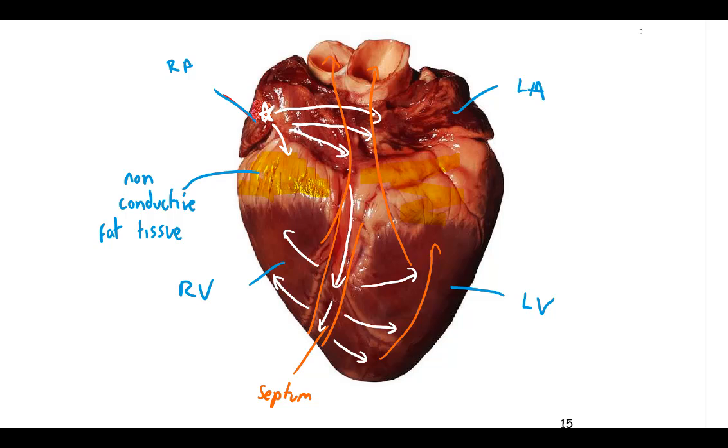So, for the cardiac cycle to take place, we're relying on the SA node, which is the pacemaker, to produce the impulse. The impulse then has to spread across the atria. We rely on this non-conductive tissue to stop it going straight to the ventricles. And then we want the impulse to travel down the bundle of His, which is in the septum, and then branch off into the Purkinje fibers, and we want the ventricles to contract from the bottom up.